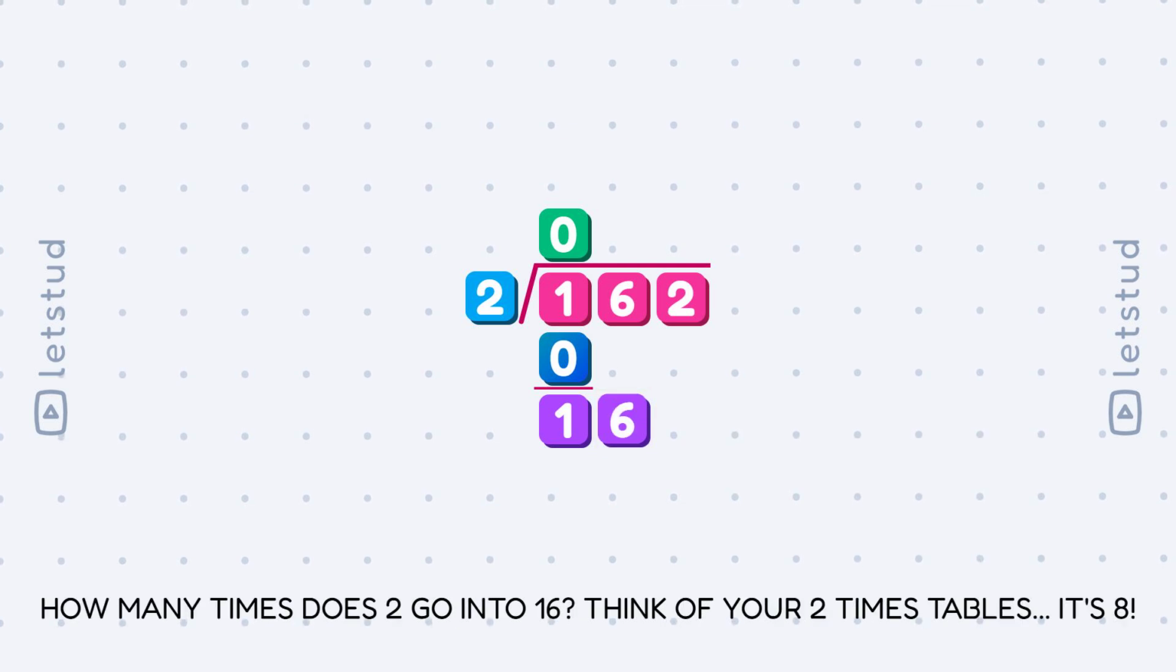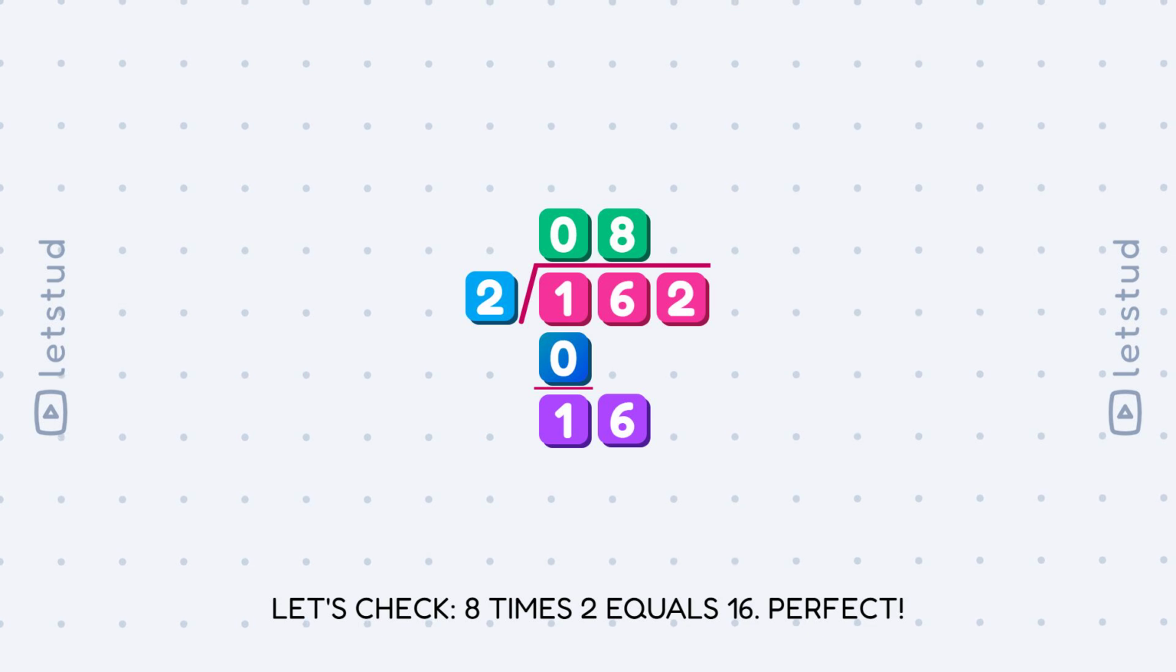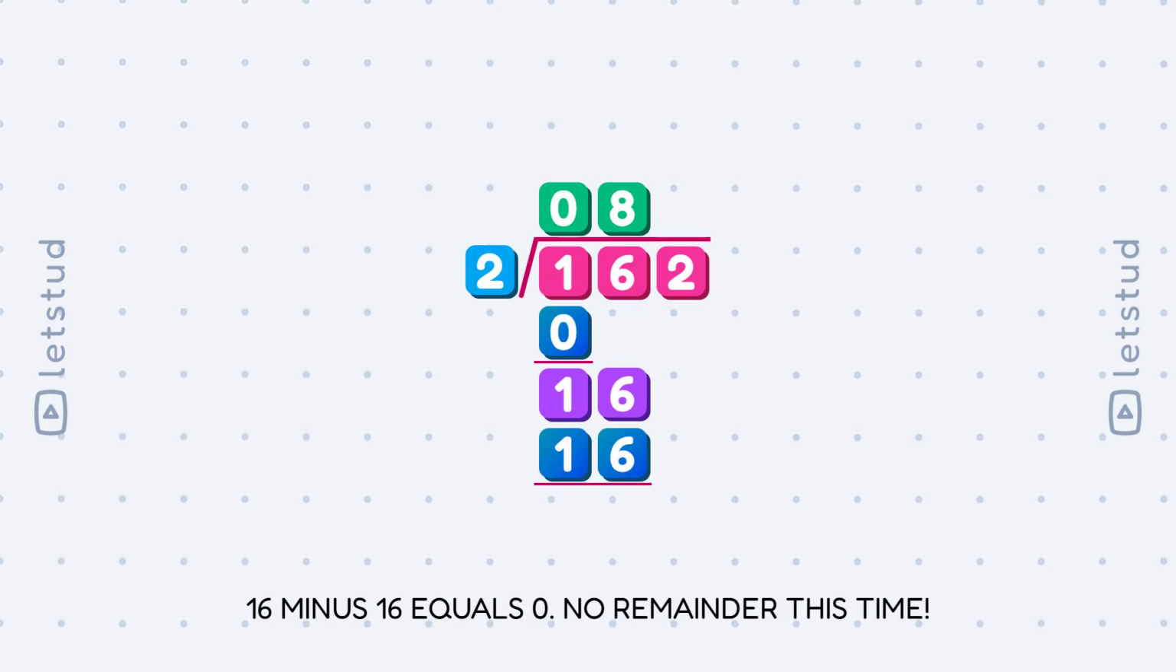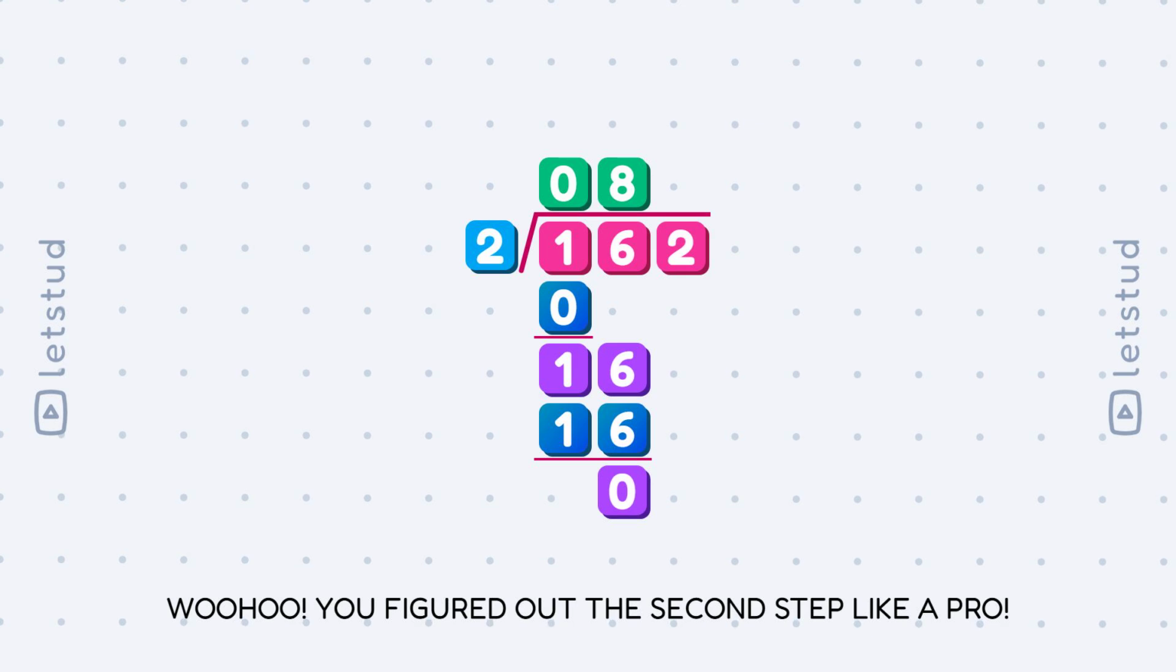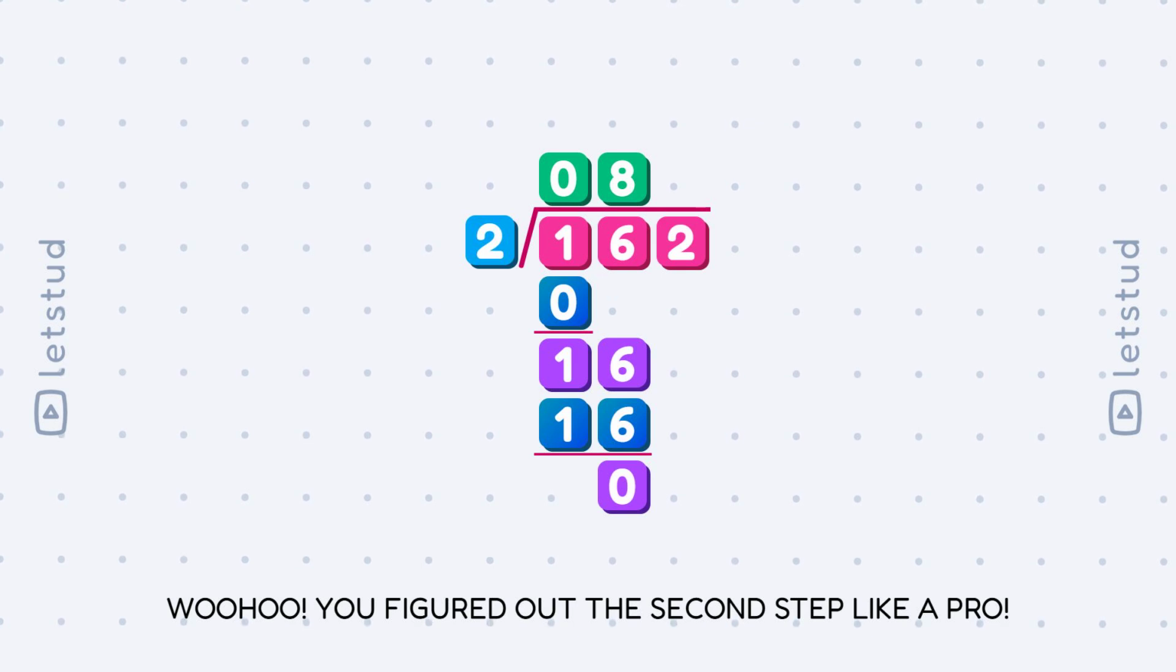How many times does 2 go into 16? Think of your 2 times tables, it's 8. Let's check 8 times 2 equals 16, perfect. 16 minus 16 equals 0, no remainder this time. Woohoo, you figured out the second step like a pro.